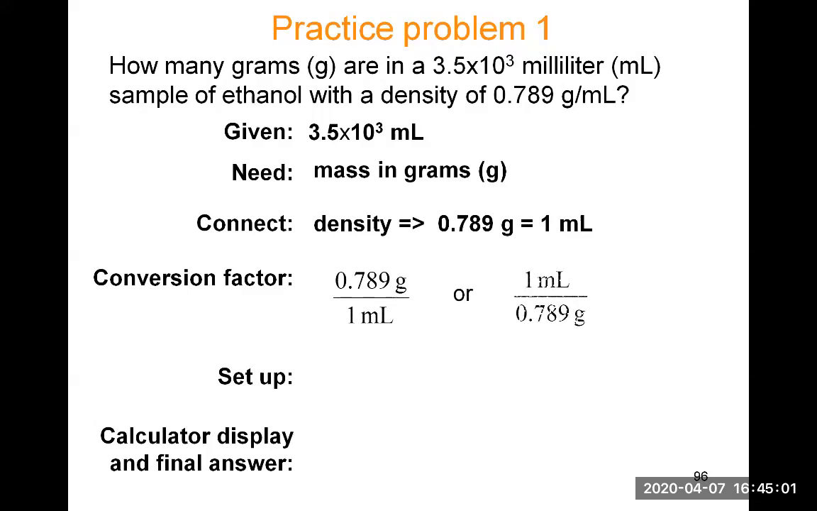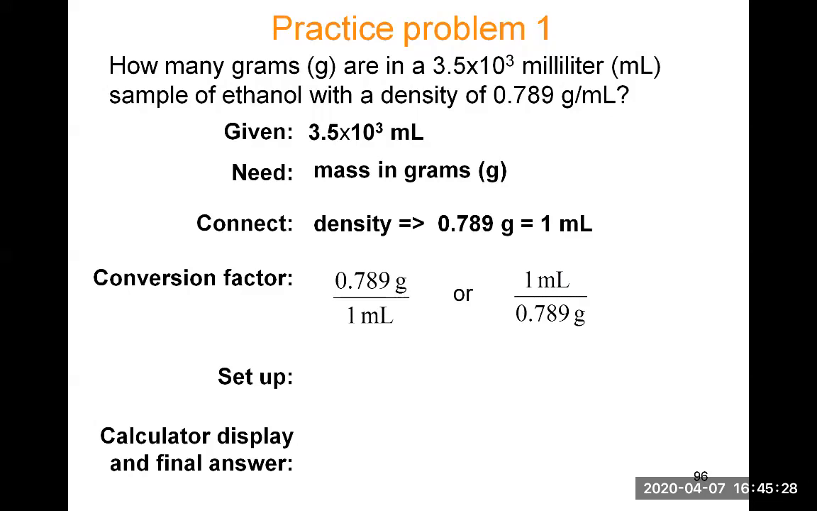And so we need to decide, of the two possible conversion factors, which one we will use. For this, we need to look at the given amount. The given amount in milliliters indicates that we want to cancel milliliters with the conversion factor. And so the milliliters will have to be on the denominator. So we will use the first one.